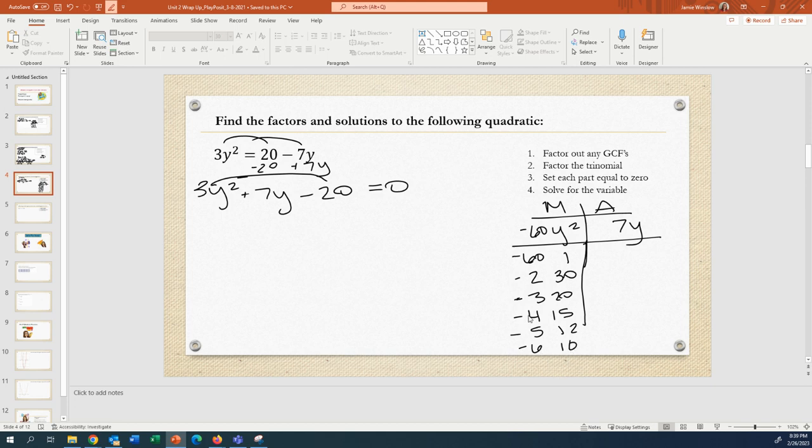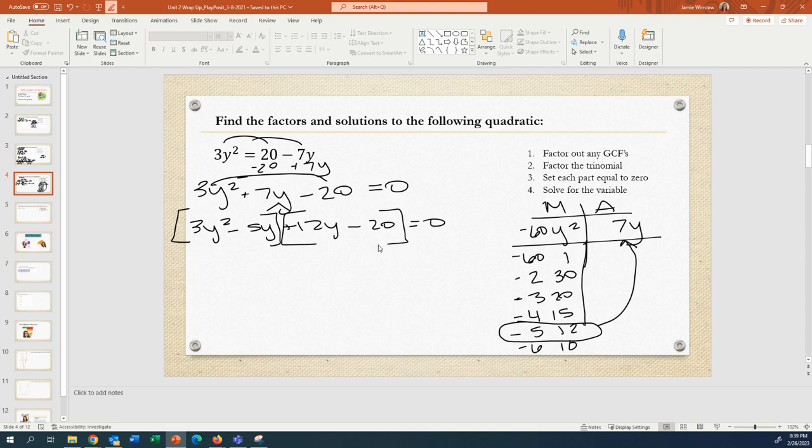So are there two numbers? And remember, we can switch the negative on any of these. And sure enough, here it is. Negative 5 plus 12 is 7. So we found our two numbers to replace the middle term. Minus 5y plus 12y minus 20. And we will factor by grouping.